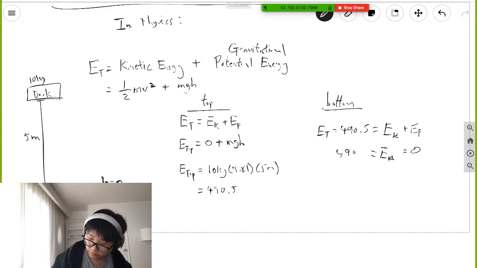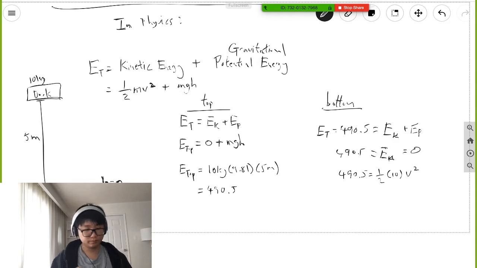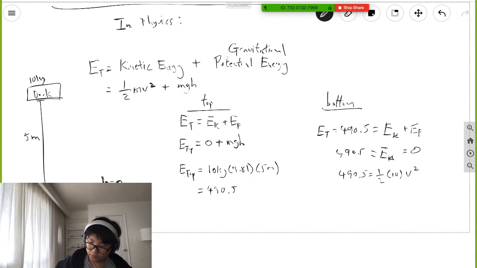So you can give me that value. 490.5 is equal to half mv squared. Okay, so v is going to be equal to 9.9.